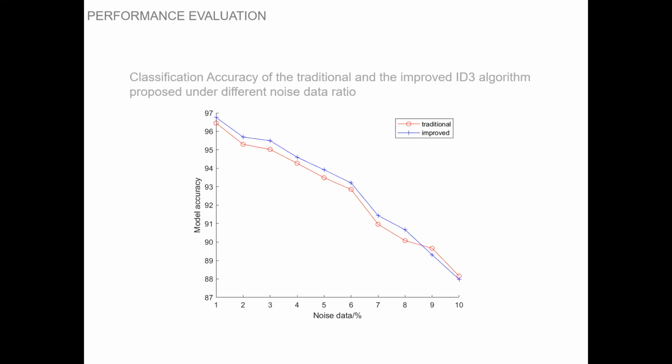However, when the proportion of error-sensitive data is 9% and 10%, the robustness of the traditional ID3 algorithm exceeds that of the improved ID3 algorithm. We believe that the reason for this phenomenon may be that the excessively high noise data makes the calculation of attribute weights deviate, which affects the selection of attributes at each node and deteriorates the classification results.